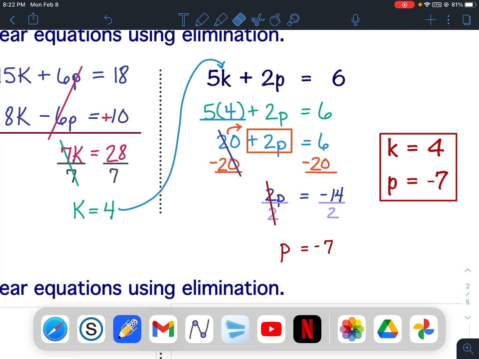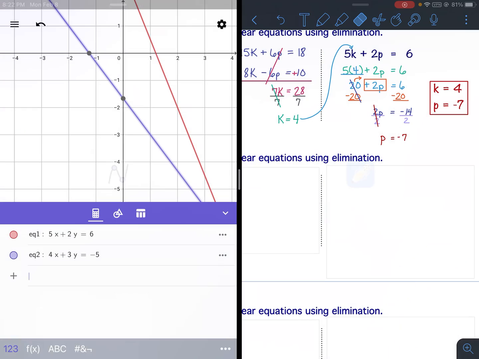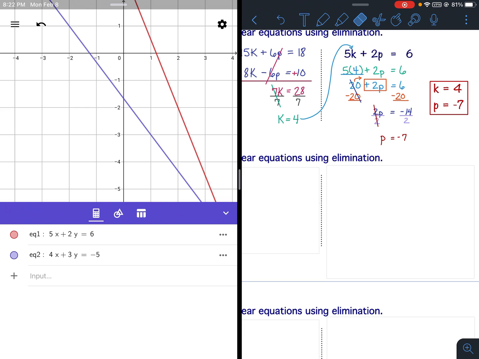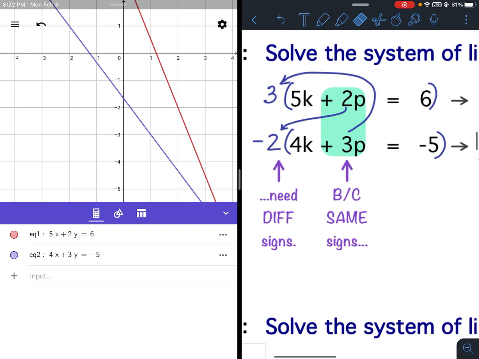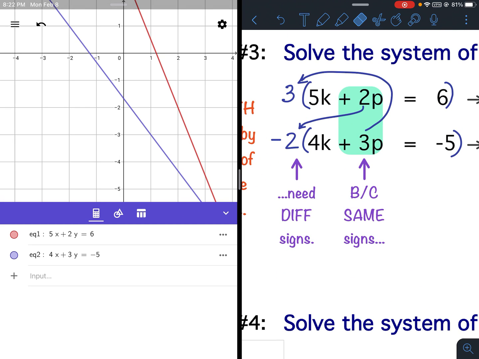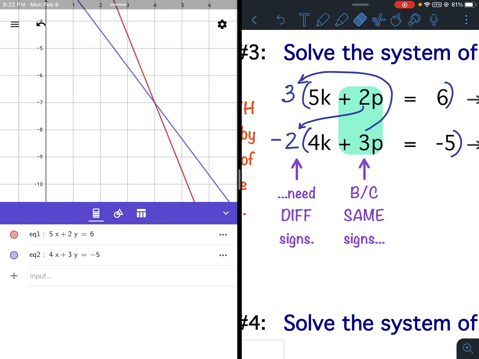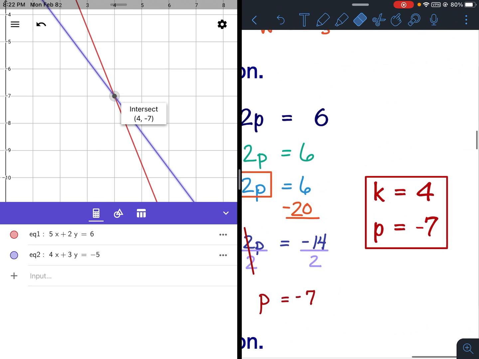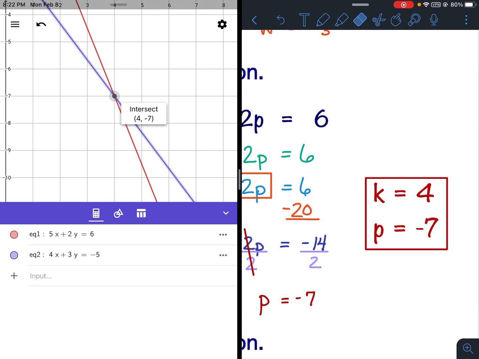So let's use the GeoGebra app to check our answers. I already typed them in. I typed in the original equations. Again, I didn't have x and y, so k is first in the alphabet, so I made k the x. P would be last between the two, so I made that y. Let's see where they intersect. They intersect at 4, negative 7. 4, negative 7 is our answer, so we were correct.